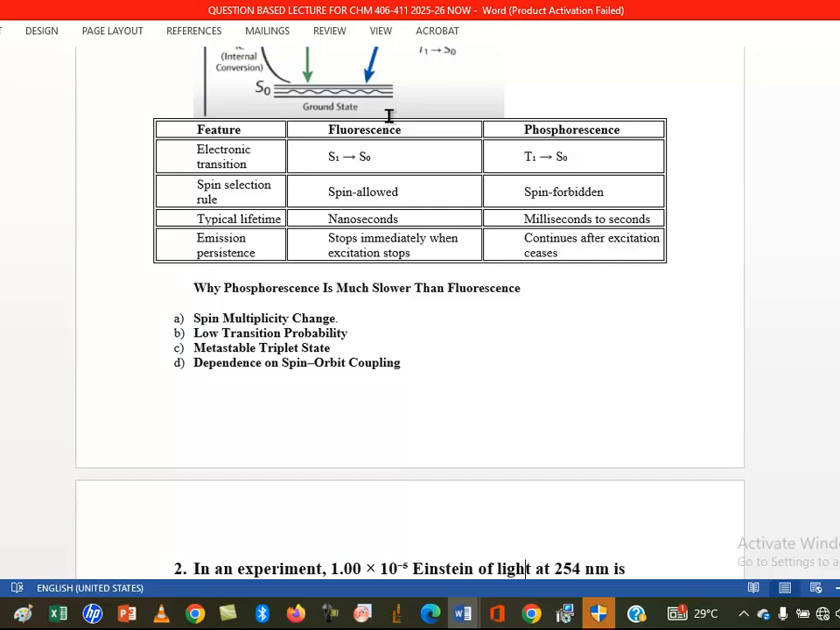So these are the points: spin multiplicity change, low transition probability, metastable triplet state, then dependence on spin-orbit coupling. So this is just saying that phosphorescence goes through some extra steps before it returns back to the ground state. That is what you have there.